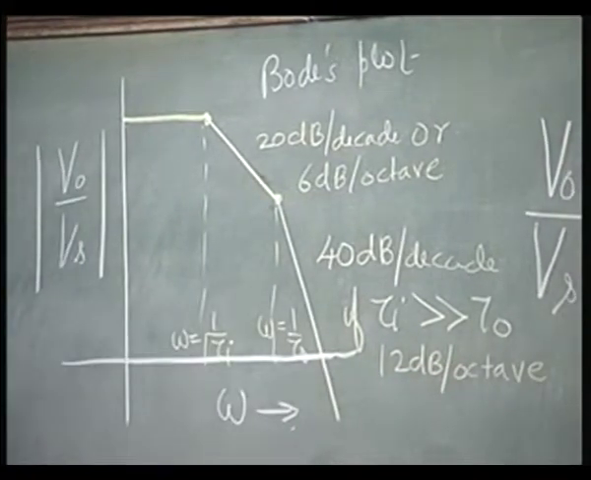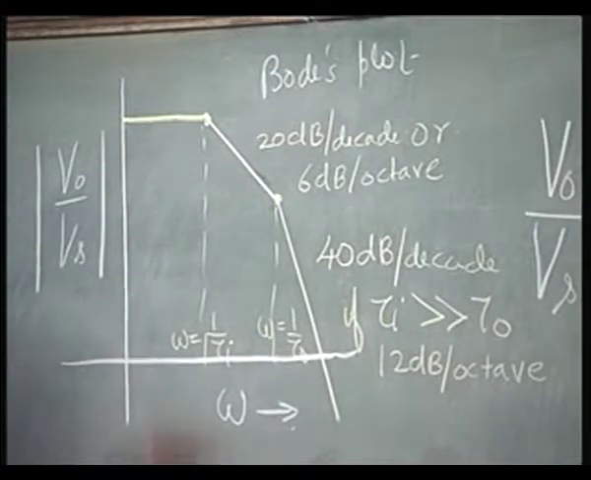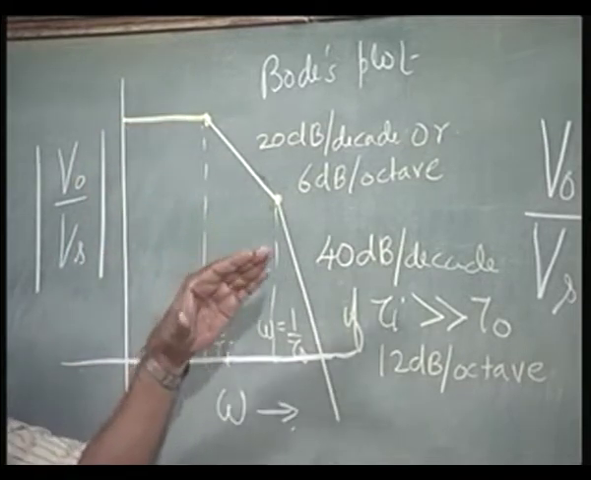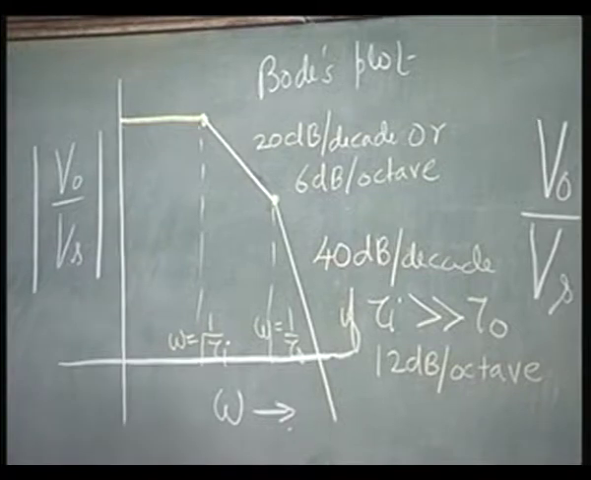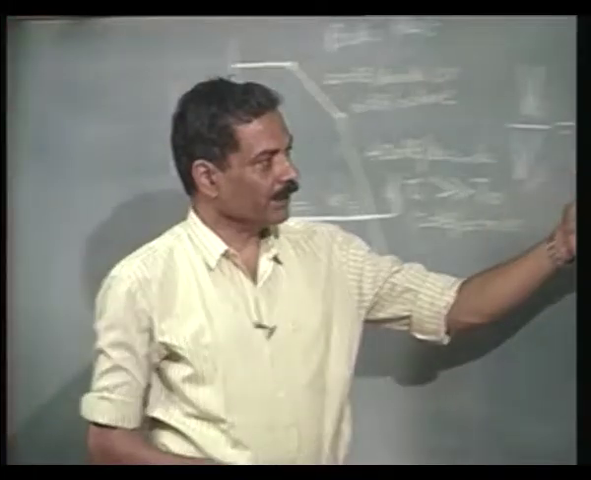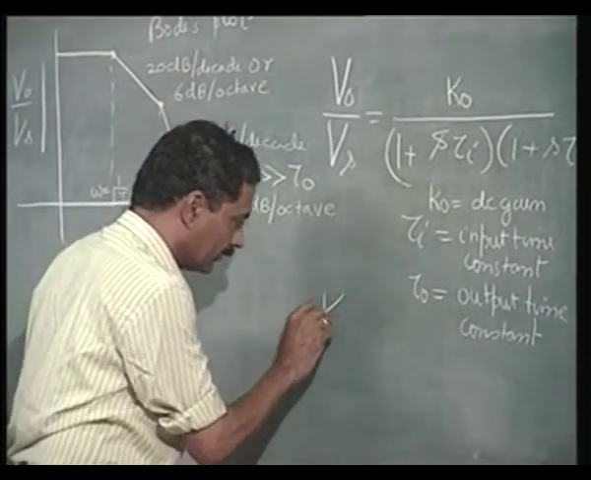So, this is what we have seen. We have understood how the frequency response characteristic of any amplifier will change. Now, let us take the example that is chosen and see how much it is going to be. What is K naught? How do you evaluate K naught?